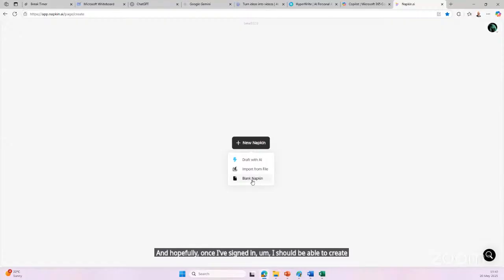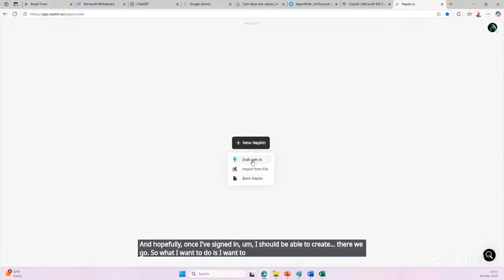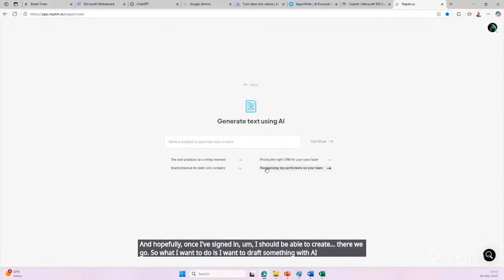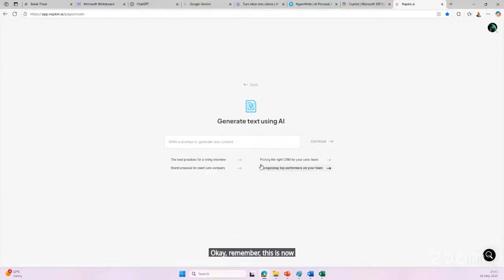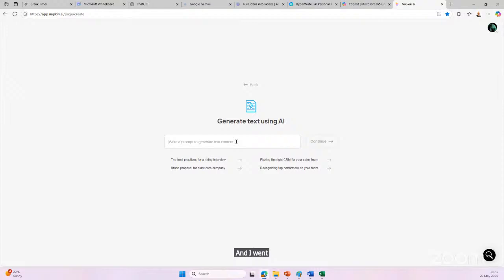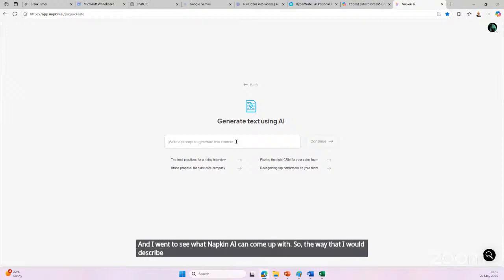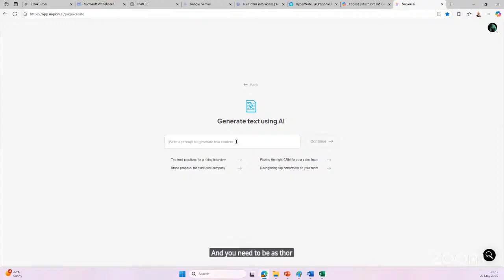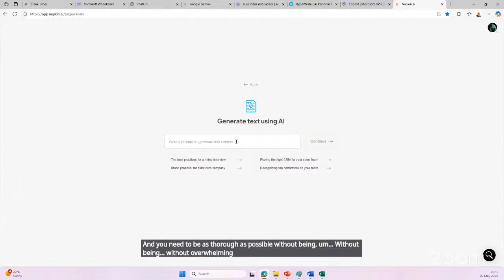There we go. So what I want to do is draft something with AI. Let's see how it works. Remember, this is now Gen AI doing its thing. I'm going to describe a learning process, and I want to see what Napkin AI can come up with. The way I would describe it is that prompting is always based on the question that you ask, and you need to be as thorough as possible without overwhelming the AI assistant.